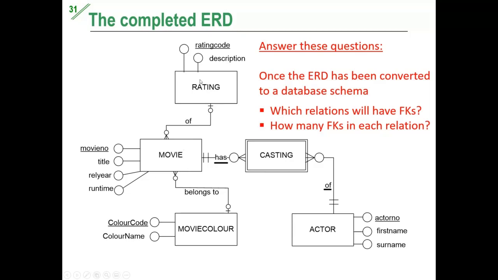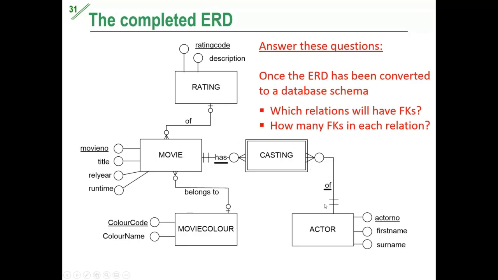And then the movie is a strong entity, but it's not borrowing anything, though it has two foreign keys pointing to the other strong entities. In this case, the color code is coming here, and the rating code as well. So two foreign keys, it's there.